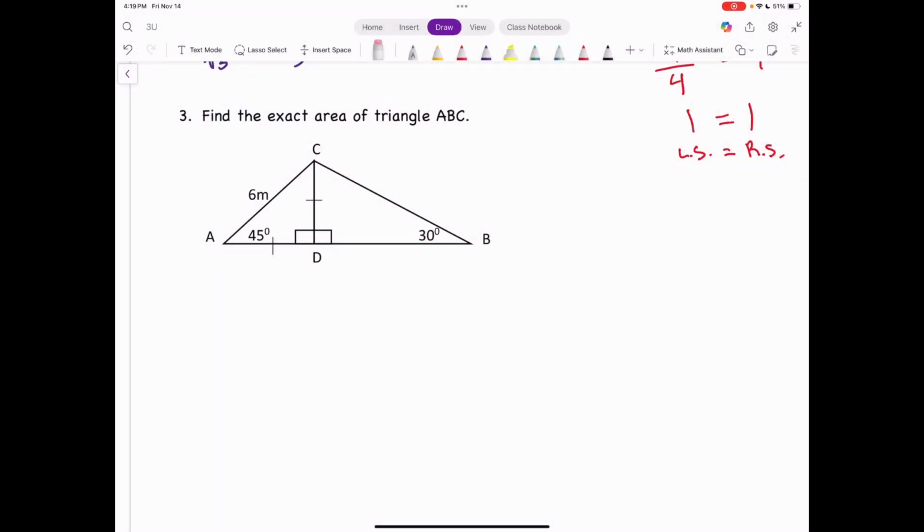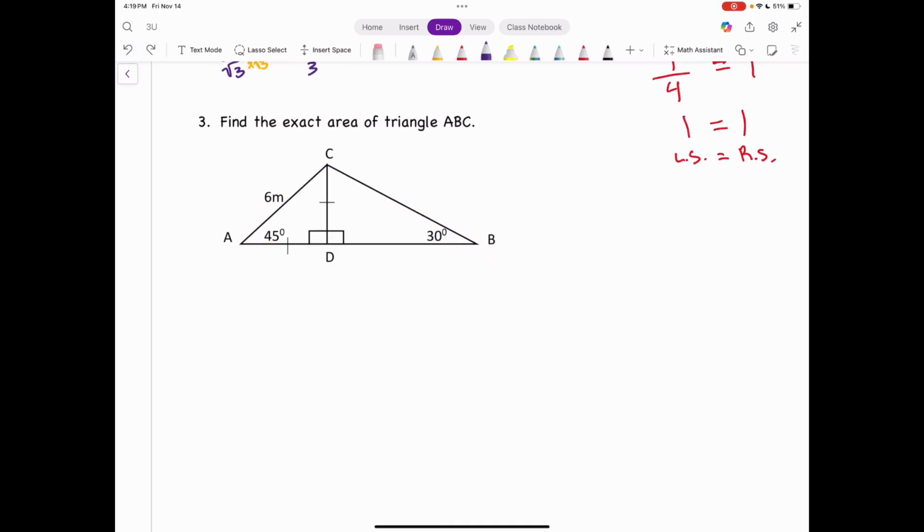Okay, this is our final question, and it asks us, find the exact area of triangle ABC. We're looking for the exact area of this entire triangle. Now, we know that the area of a triangle is base times height divided by 2. Base times our height and then divided by 2.